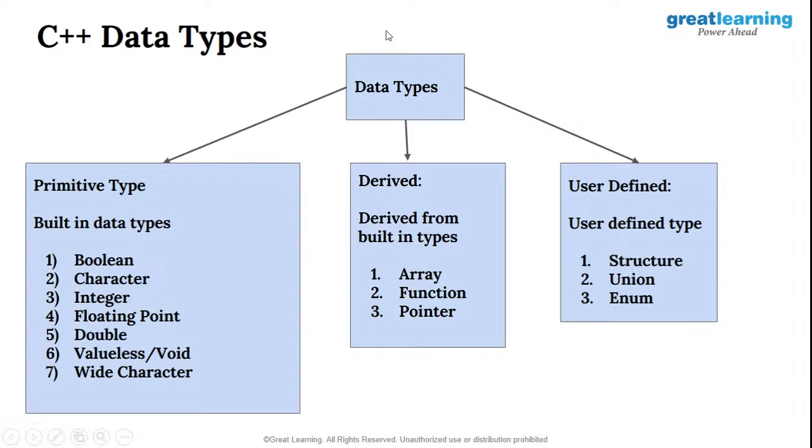Okay, so here are the different data types. You don't have to go into all of the details like Boolean, character, integer, and all of that, or array, function, or pointer, or structure, union, or enum. But you have all the different data types.